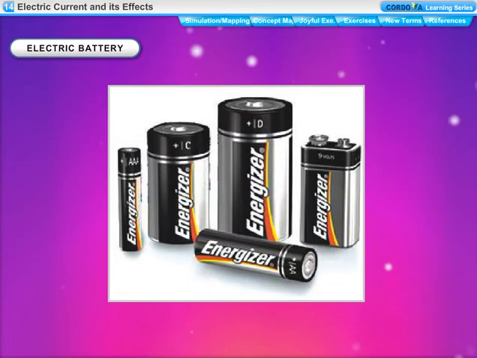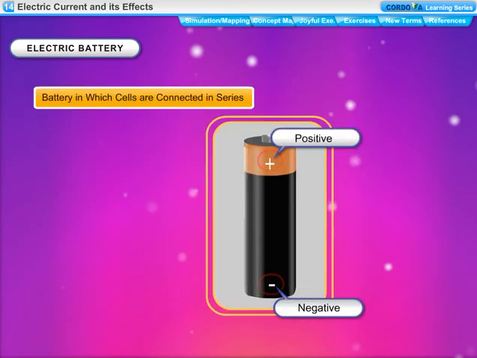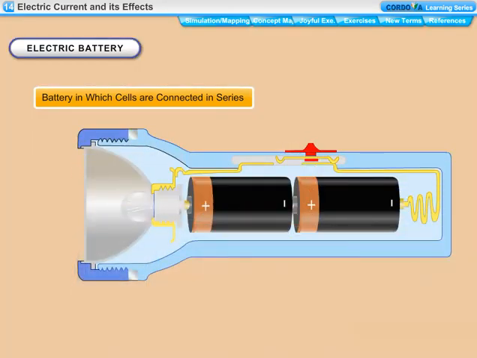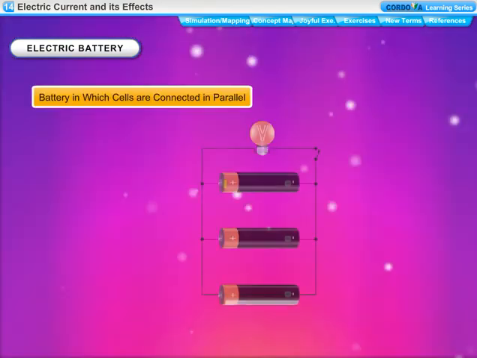work on electric cells. When two or more cells are used to draw an electric current, the combination of cells is called a battery. Battery in which cells are connected in series. In this kind of battery, the cells are connected in such a way that the negative terminal of one cell is connected to the positive terminal of the next cell. Battery in which cells are connected in parallel.